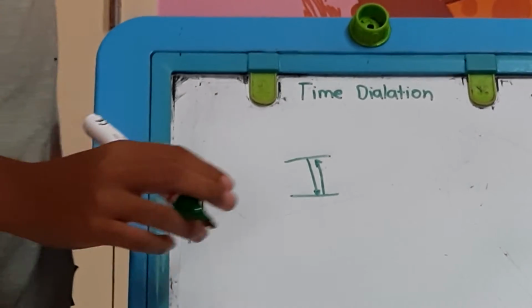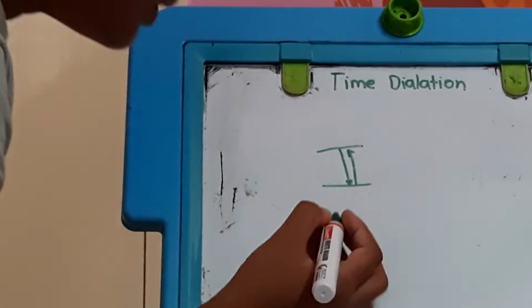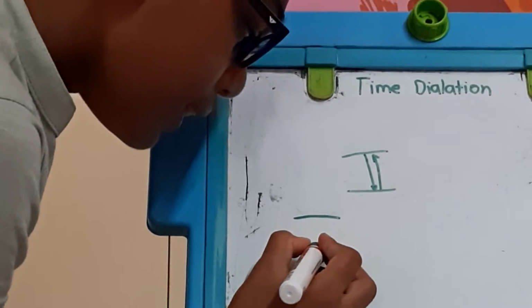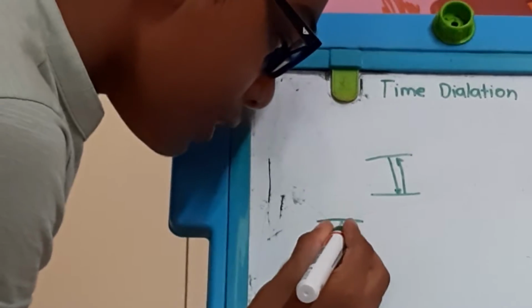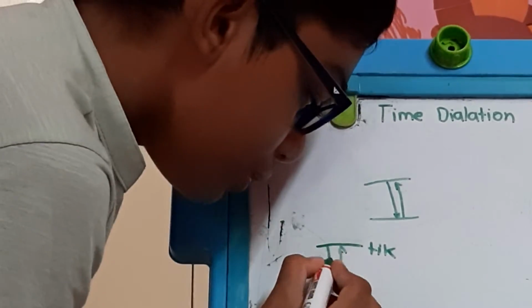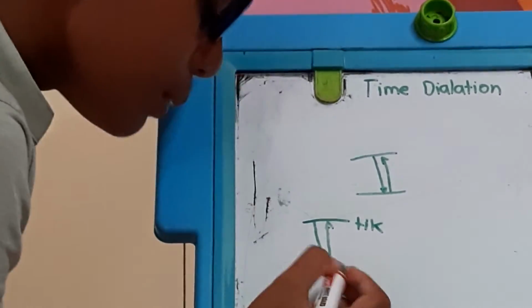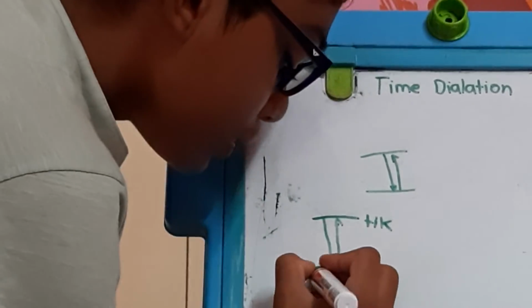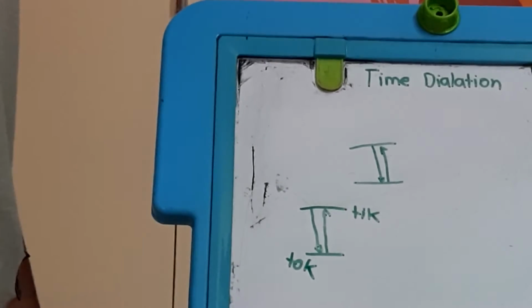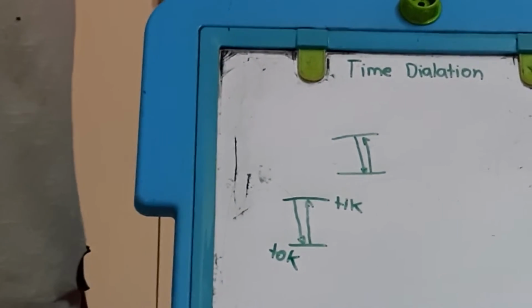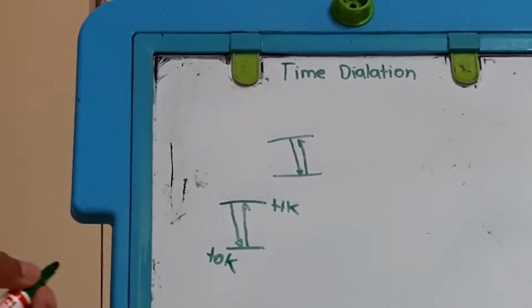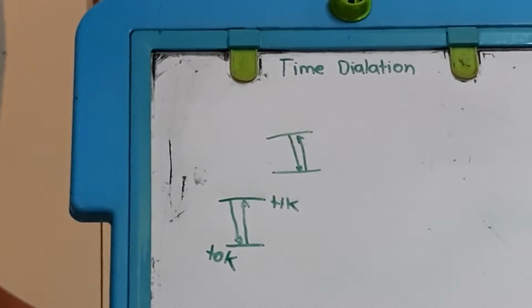So let's say that when the light reflects on the top mirror, it is called a tick, and when the light reflects on the bottom mirror, it is called a tock. So tick tock, this is one duration. This is what a clock does. It does tick tock and also measures the duration between two events. So now we know what a light clock is. Let's learn about time dilation.